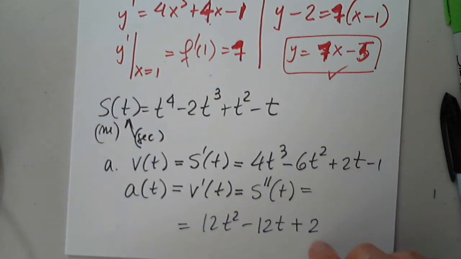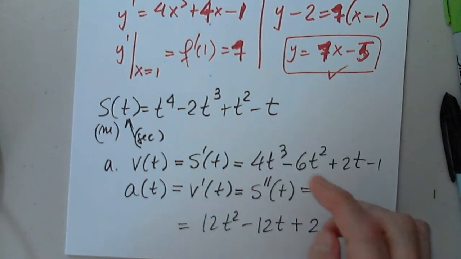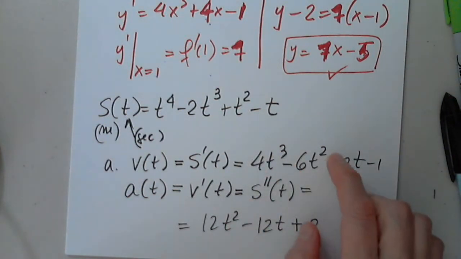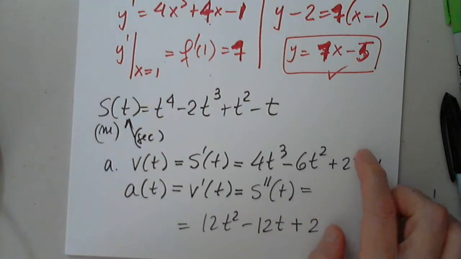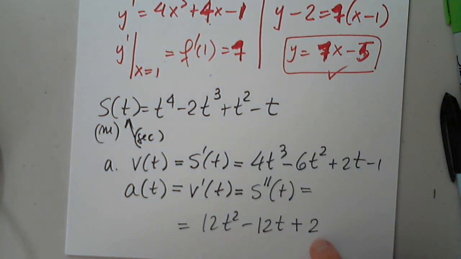You mean from here? On the second derivative. Yes, we established that the derivative of any constant is 0. Okay. So we brought 3 down, we got 12, subtracted 1 from the power. We brought 2 down, we got -12, subtracted 1 from the power. And the derivative of 2t, because the derivative of t is 1, is 2. Is that better?